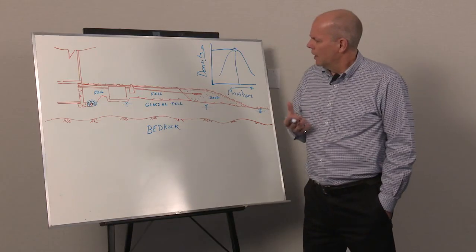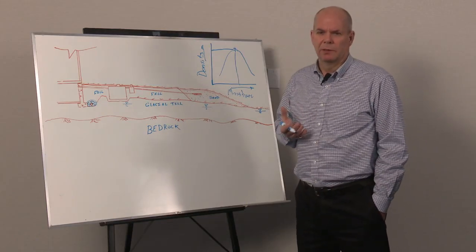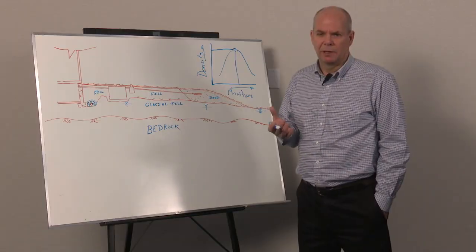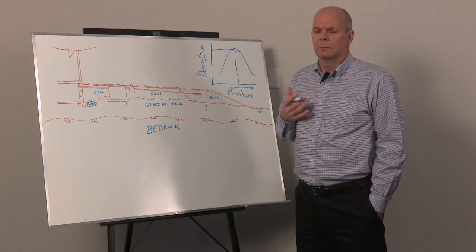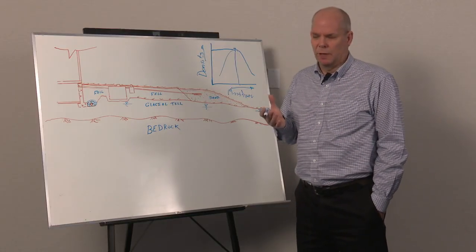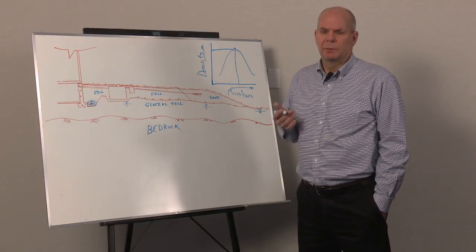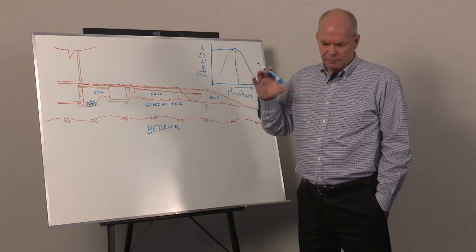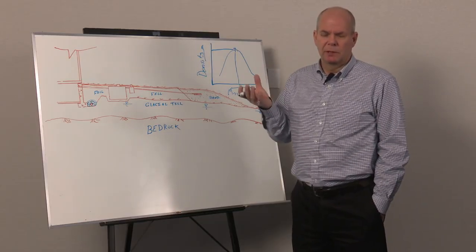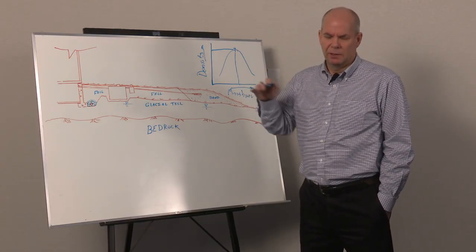Clay that's placed dry and lumpy will look very solid. You can traffic on it very well. It looks like you've got a very good product, but what happens is when it becomes wet after it's been placed dry and lumpy, you've got voids between the lumps. The material will soften and it'll start to collapse.